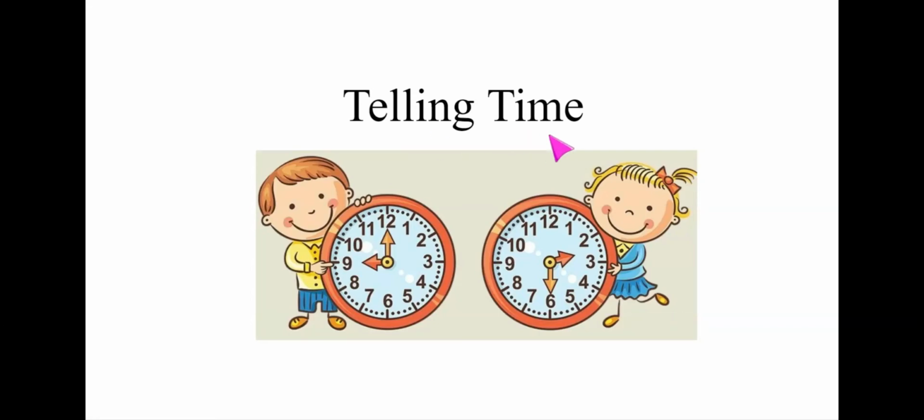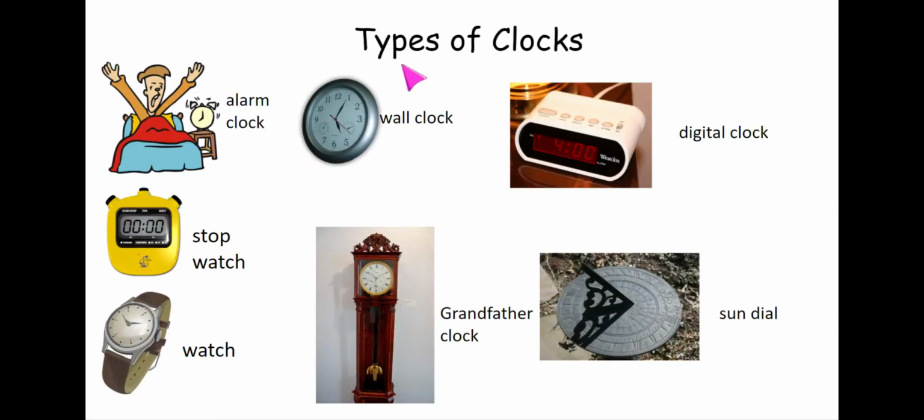Telling time. There are many different types of clocks. We're going to go through a few examples. First, we have an alarm clock. I use this every morning to make sure that I wake up on time to go to work.